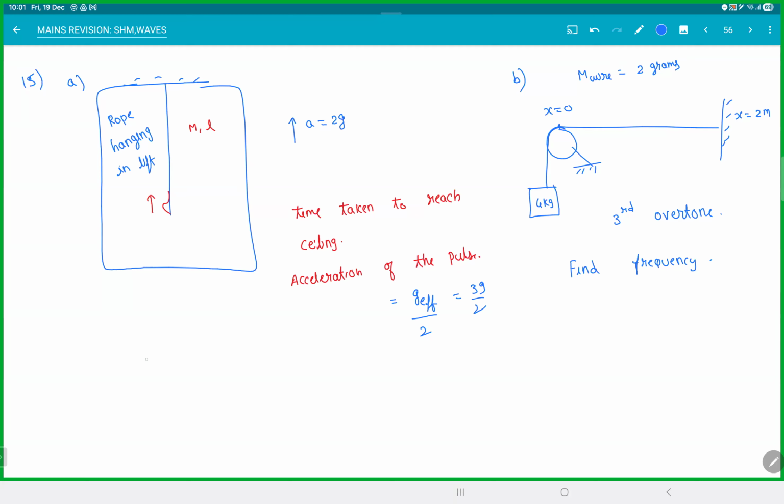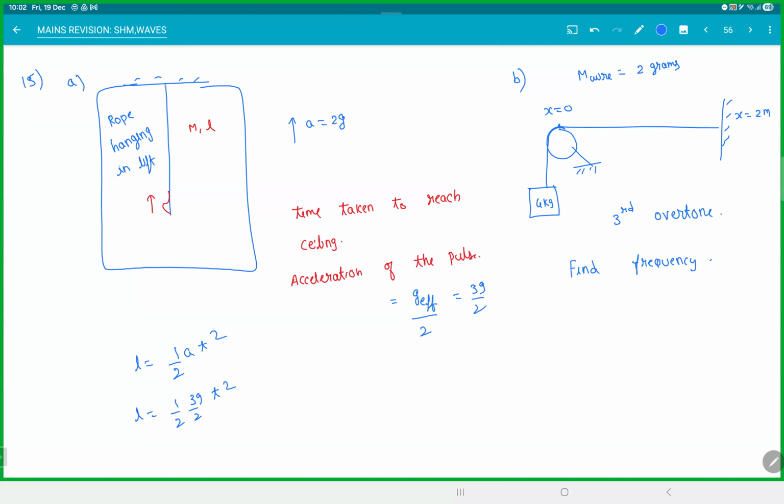And what is the length L? L is equal to half into a into t square. That will be half into 3g by 2 t square. You'll get the time from there direct. If you know the result, it is straightforward. When you generate a pulse at the bottom, it behaves as if it has a constant acceleration of g by 2 while going up. Is that clear?